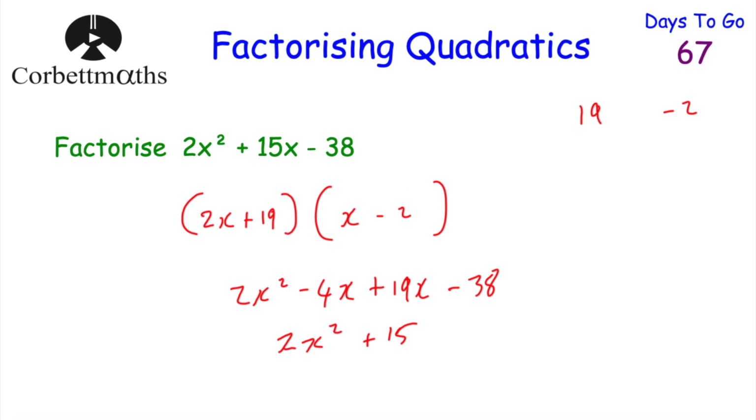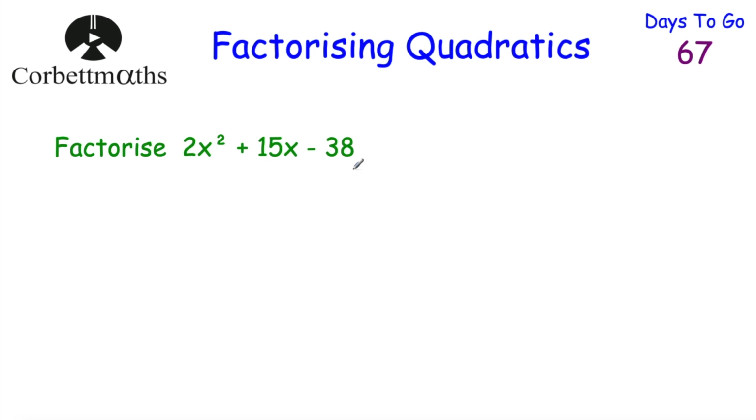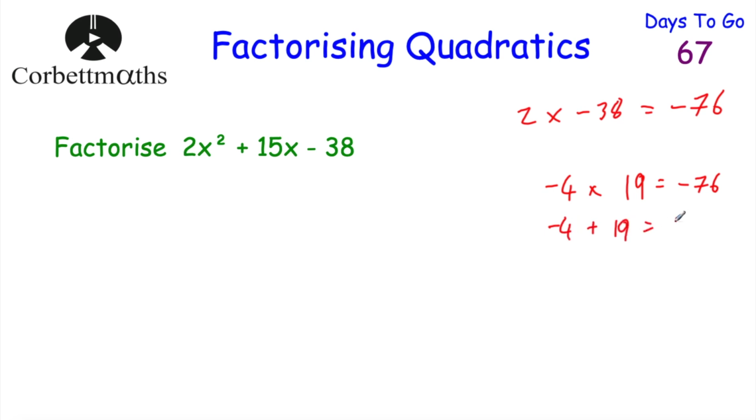Okay, now let's have a look at this using the split in the middle technique. If we wanted to use a split in the middle technique on factorizing this, we take our coefficient of x squared, which is 2, and we multiply that by the number on the end, which is minus 38. And 2 times minus 38 would be minus 76. Now we want to find two numbers that will multiply together to be minus 76 and add together to be 15. So what I'm thinking is negative 4 and 19, because negative 4 multiplied by 19 would be negative 76, and minus 4 plus 19 would be equal to 15. So that means that we've got negative 4 and 19.